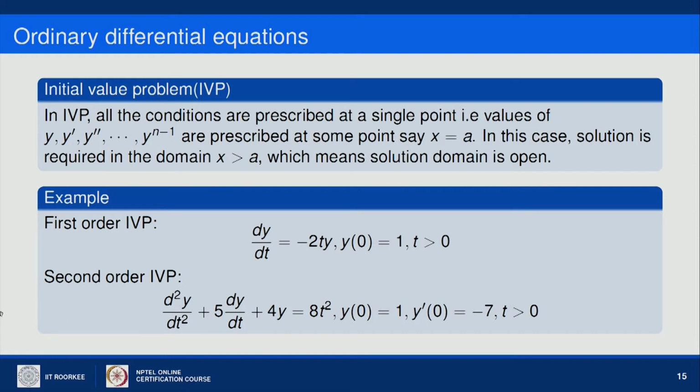Similarly, this is an example of a second order initial value problem, and here d2y over dt square plus 5 dy over dt plus 4y equals 8t square. The two initial conditions are given as y at t equals 0 is 1 and y prime at t equals 0 is minus 7, and t greater than 0 is the domain of t.